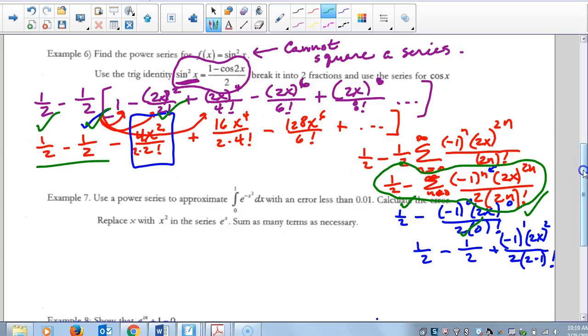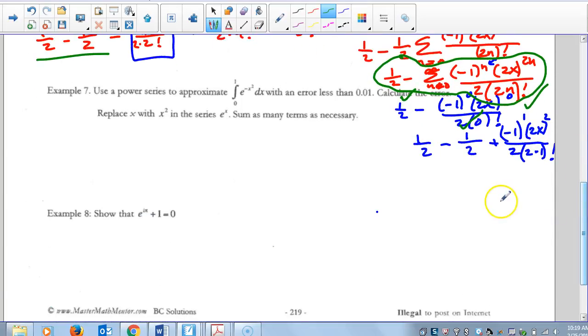Okay? So let's move to example 7. Big time, interesting example, because we're calculating an error smaller than 0.01. You might say, well, we're in Taylor series land. I don't know how to do error for Taylor series. Well, let's take a look at this. We're integrating between 0 and 1. So let's write out the series first.